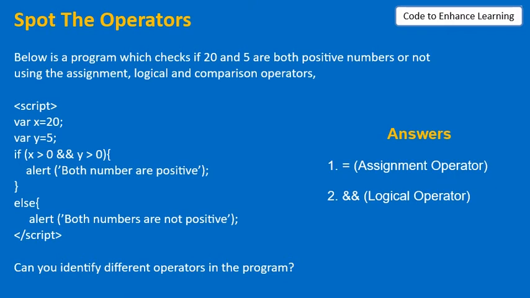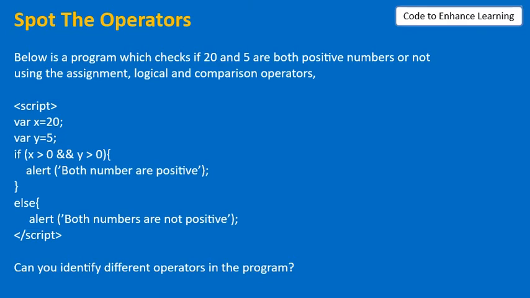So I hope you got the answers right. The first one is equal to, which is an assignment operator, and the second one is the double and sign, which is a logical operator. It's an AND gate. So I hope you are done with it. Let's move on with our lesson.